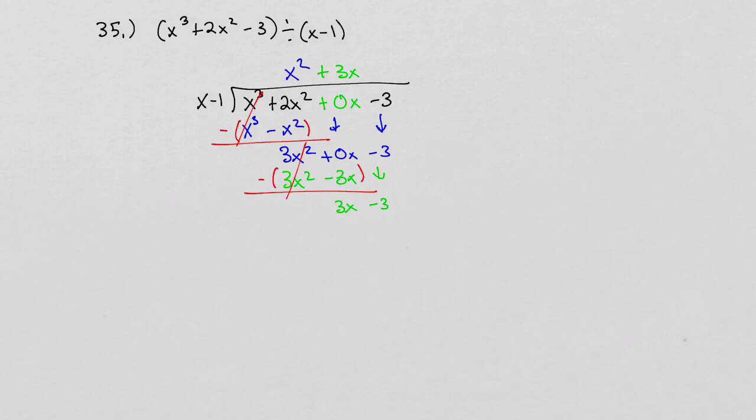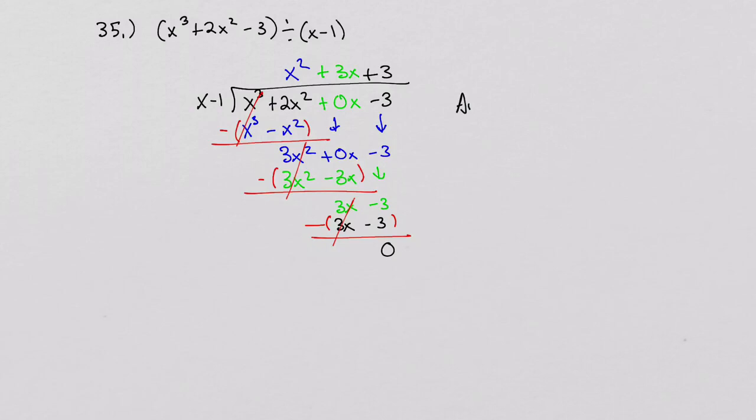And last but not least, how many times does x go into 3x? Well, 3 times. So positive 3. And then 3 times x minus 1 gives us 3x minus 3. And when I subtract this, the 3x's cancel by design, and then we have negative 3 minus negative 3, so that's really negative 3 plus 3, and we end up with a remainder of 0.